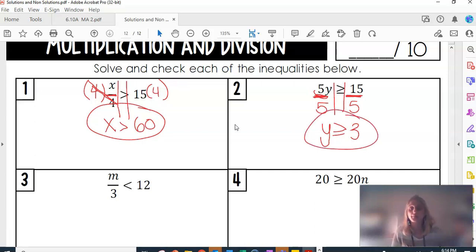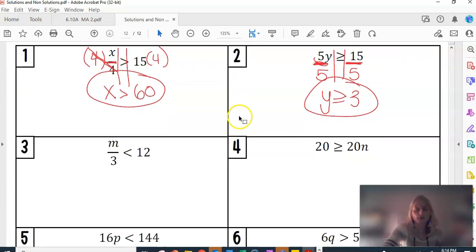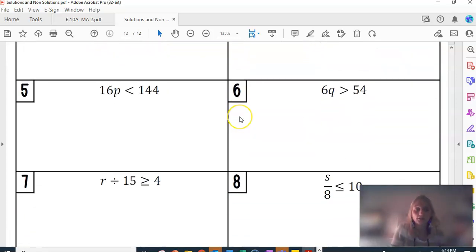So that's what you're doing on the back page. If they're smushed, it means they're being multiplied, so you have to undo it by dividing. If they're being divided, either with a fraction bar or with a regular division symbol, you're going to do the opposite of dividing, which is multiplying.